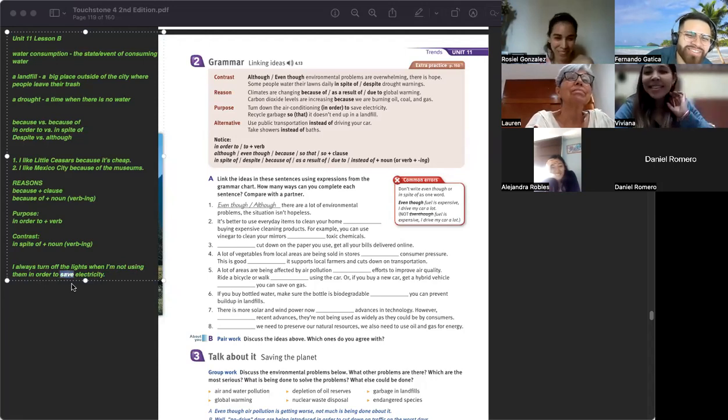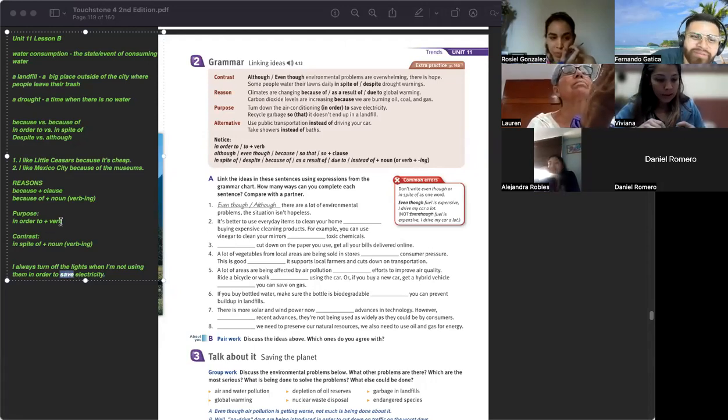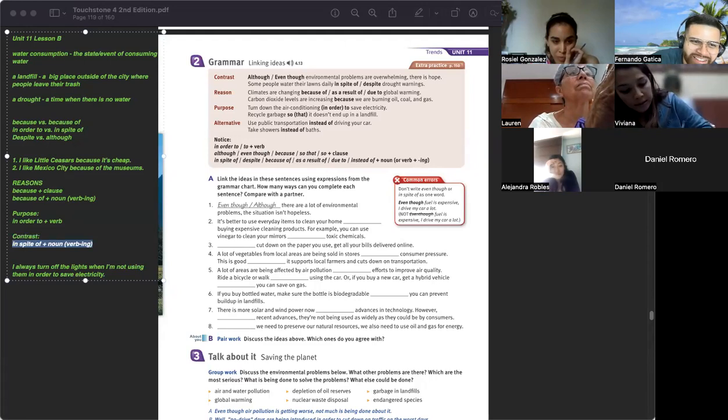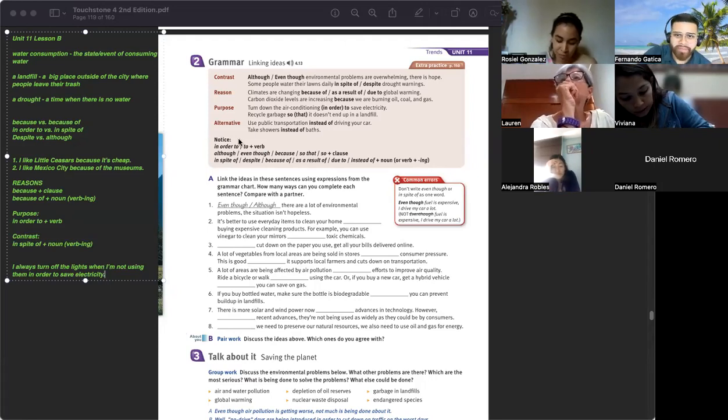How do you know it's in order to? It's a purpose. I turn on the light to save electricity. Yeah, for that purpose, right? And save is a verb, not a noun. Yes, it's a purpose and it's a verb. That's how you would know.